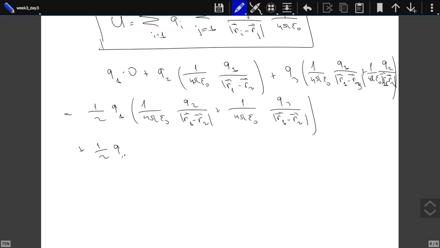1 over 2 Q2 times 1 over 4 pi epsilon 0 Q1 over R1 minus R2, plus 1 over 4 pi epsilon 0 Q3 over R1 minus, no, this is R3. This is R2 minus R1, R2 minus R3.